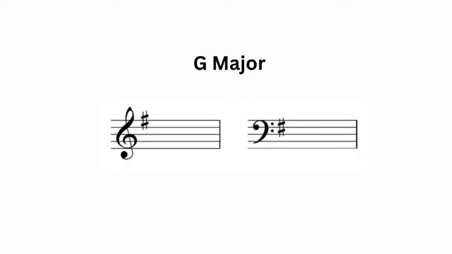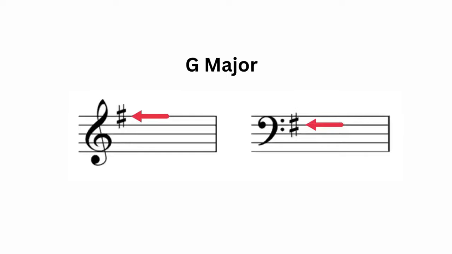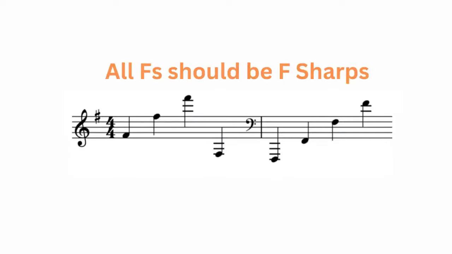Remember that in treble clef, we always write the F sharp sign on the highest line, not the lower spaced one. In the bass clef, we write the F sharp on the fourth line counting from the bottom. Remember, in this example, all Fs should be F sharps, not only the one on the top line in treble clef, or the fourth line of the bass clef.